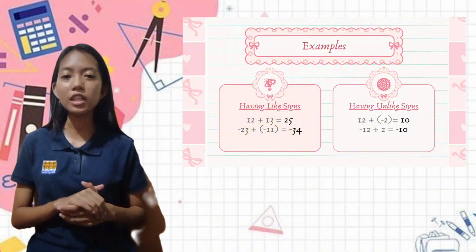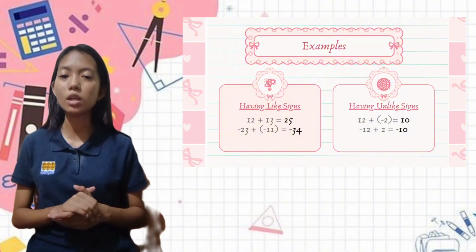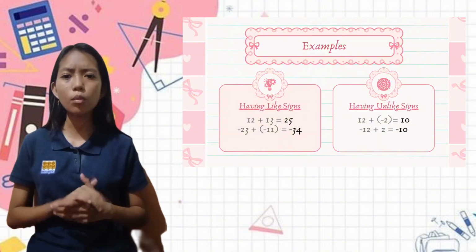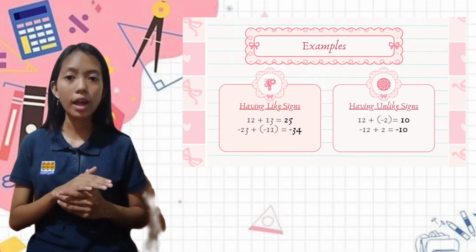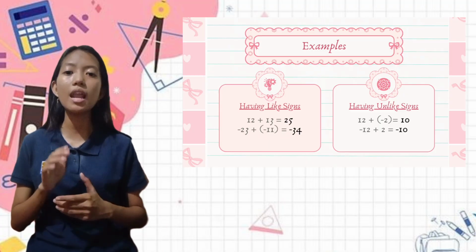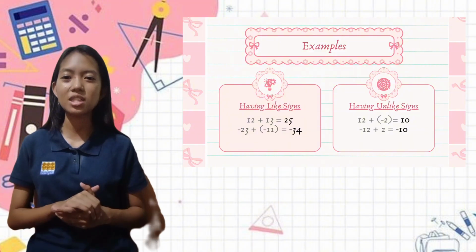Next, we have here negative 23 plus negative 11 equals negative 34. Just like what we did with the first one, we add 23 and 11, which is 34, and we copy the negative sign because both 23 and 11 are negative integers.